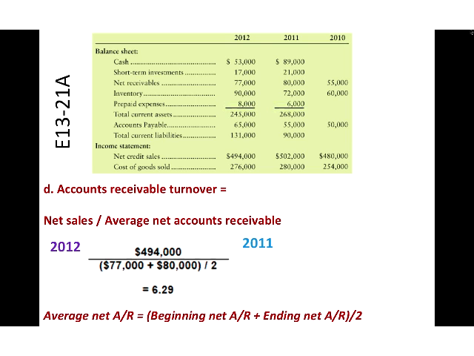And that 6.29, that's times. So when we talk about that, our accounts receivable turnover is 6.29 times in a year. That's how rapidly customers are paying us back. Then we do the same thing for 2011, and we get 7.43 times.